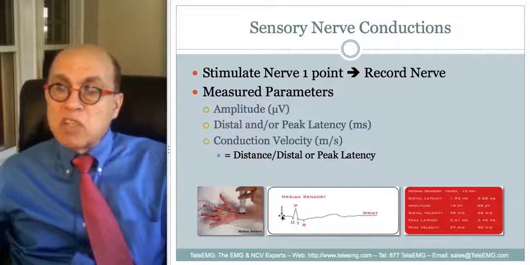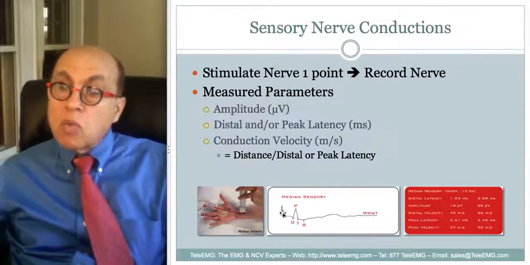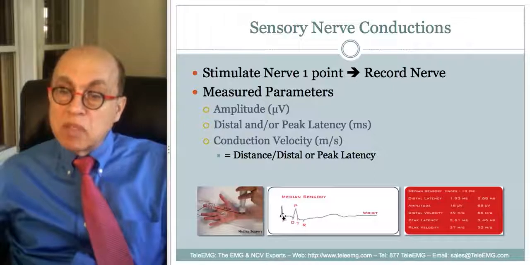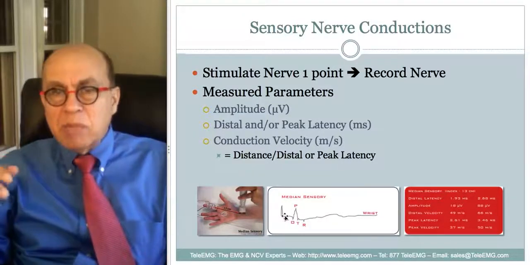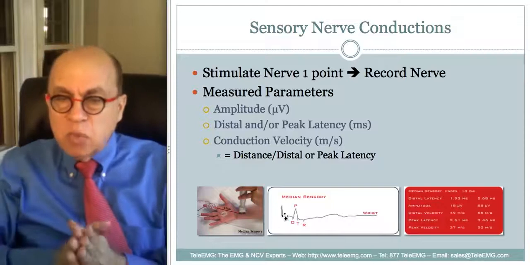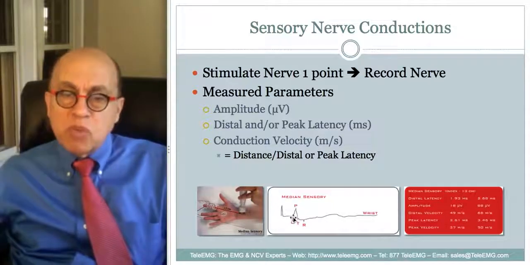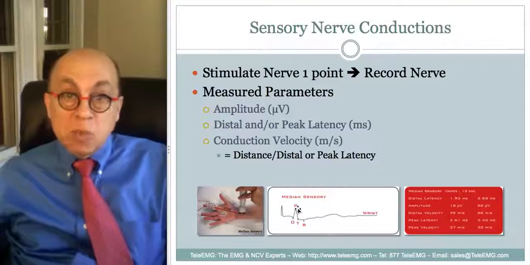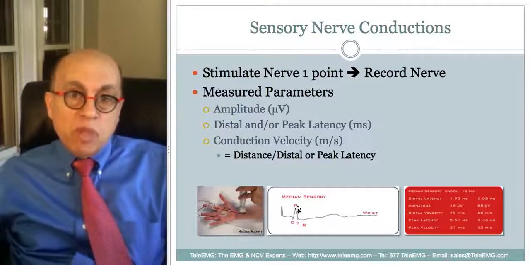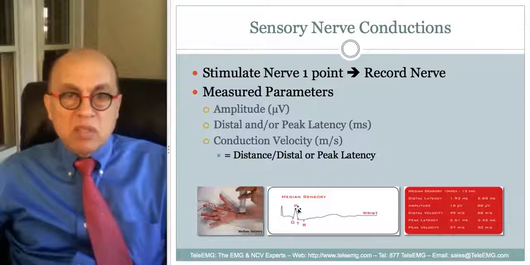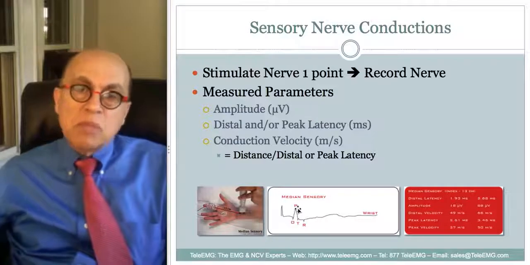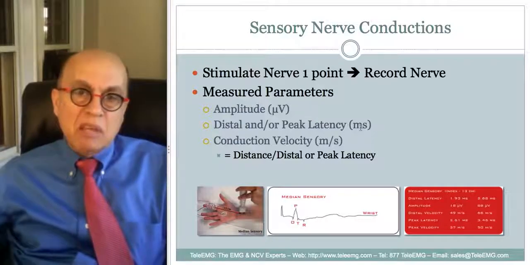Now, what else do we measure? We measure the distal latency, the time that it takes from here to here, distal. Or we also measure the peak latency, the time that it takes from here to the P, essentially. Why? I'll explain later, but just very quickly, in some sensory nerves, we don't see the O very easily, but we always see the P very well. So basically, if we don't see the O, we measure the latency from the P, and that's called the peak latency. It's measured in milliseconds.